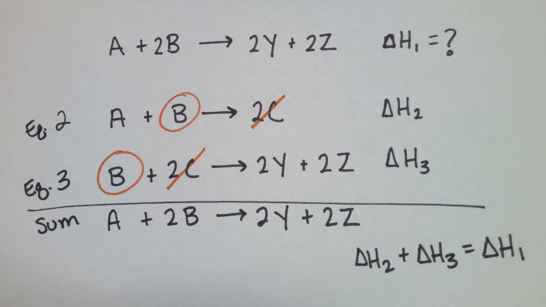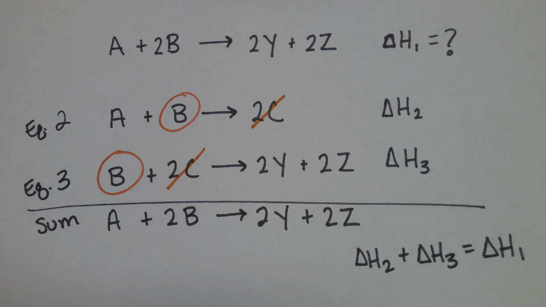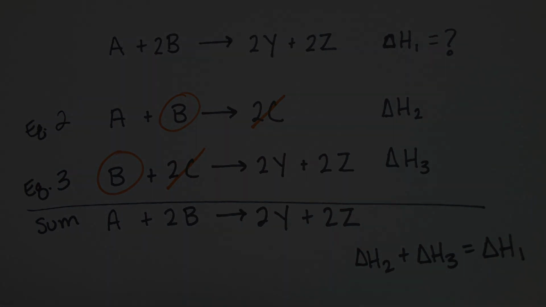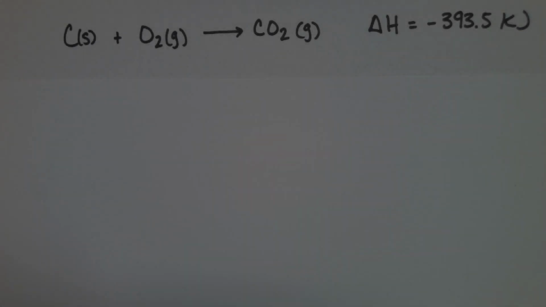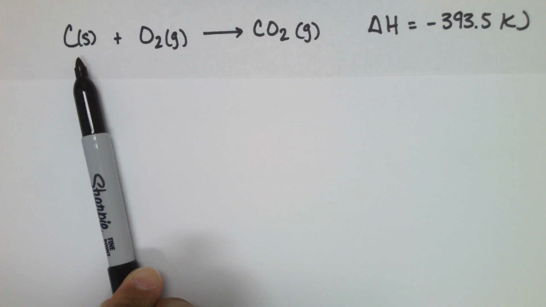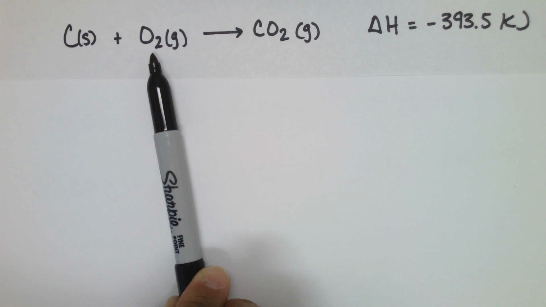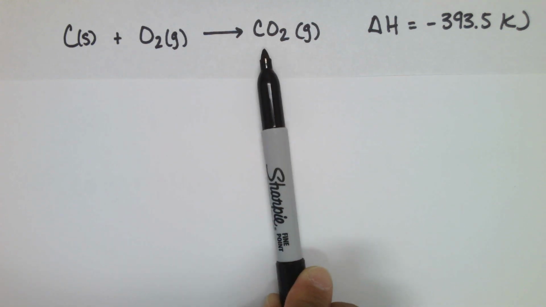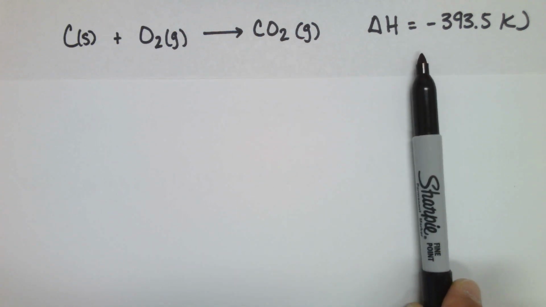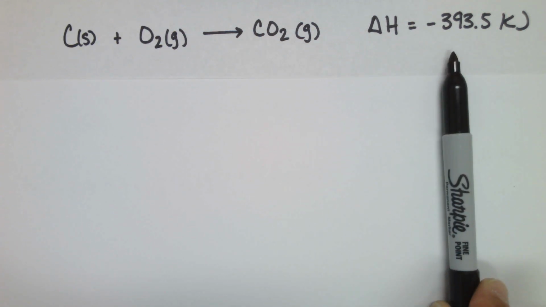Let's do another example. In this example, 1 mole of carbon reacts with 1 mole of oxygen gas to yield 1 mole of carbon dioxide. I have included the change in enthalpy, negative 393.5 kilojoules.